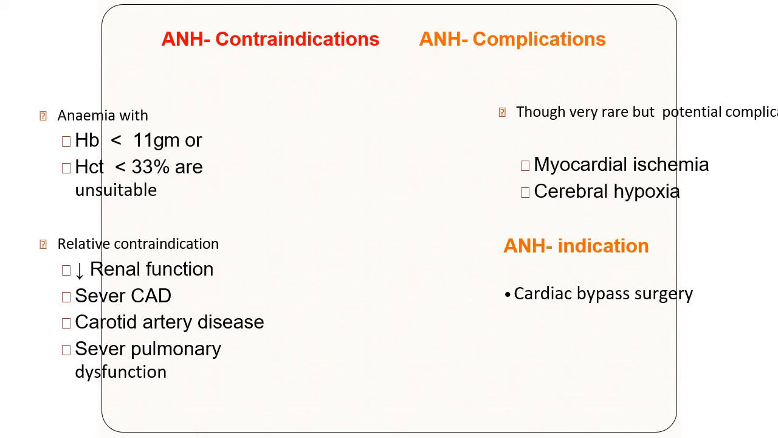What are the complications? Myocardial ischemia can occur, hypoxia can occur. Contraindications are if the patient has less than 11 gram hemoglobin, or less than 33% hemoconcentration. Some of the relative contraindications are decreased renal function, severe coronary artery disease, and pulmonary dysfunction. And one of the indications is cardiac bypass.